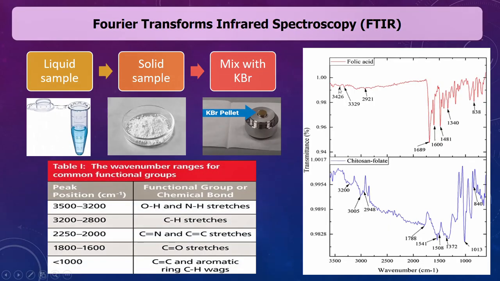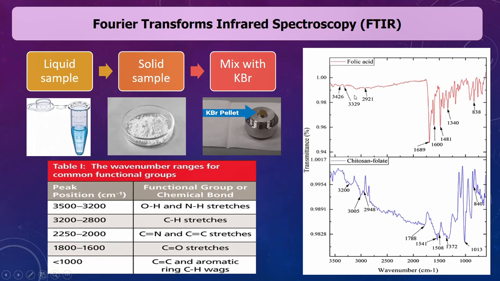For the FTIR instrument, we must use a solid sample. Suppose we have prepared the nanoparticles in liquid form. Then we'll transform that liquid sample to a solid sample. Then we'll mix that solid or powder sample with KBr. Then we'll prepare one KBr pellet, which will be used in the FTIR spectroscopy instrument. So the FTIR result should look like this.